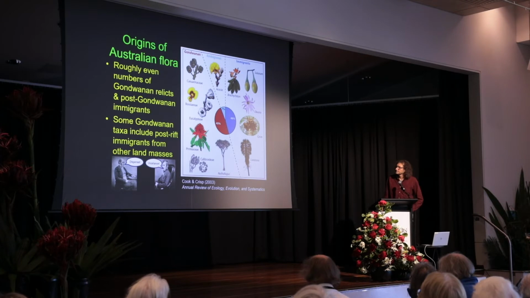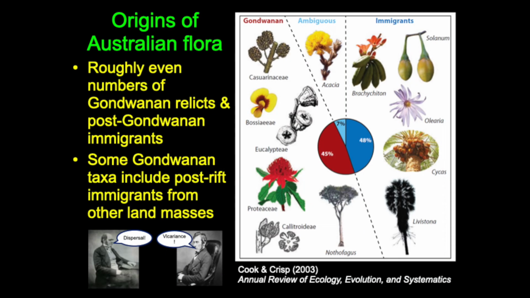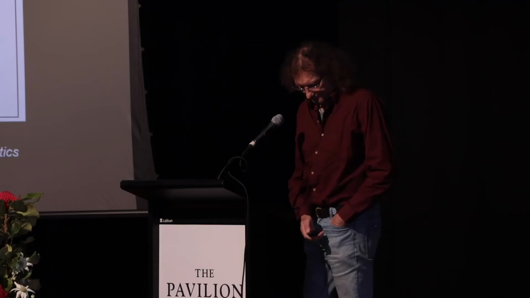And the estimates at the moment are about 50-50. So both Hooker and Darwin can be happy. They're splitting the spoils. And it seems that about half of our flora has been here from the beginning, if you like to think of Gondwana as the beginning, and about half of it has come in more recently.